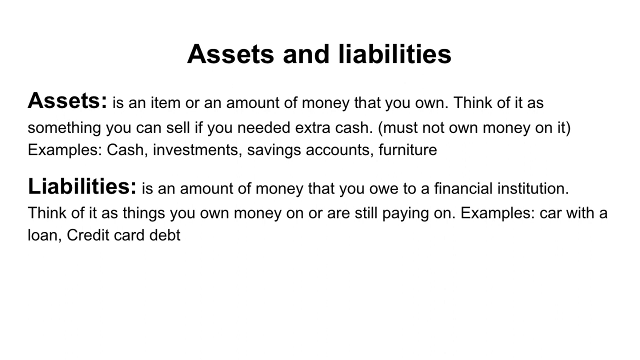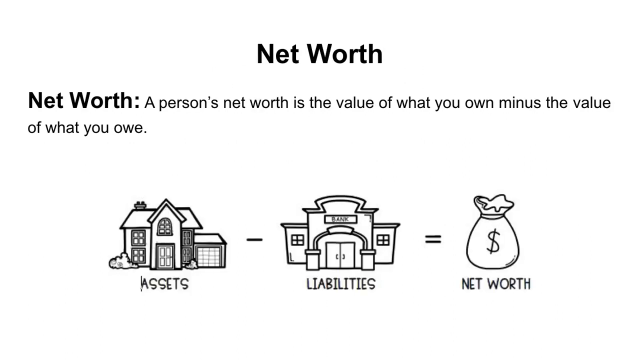Assets are items I could sell. I don't owe anybody money for them, and that would help me have more money if I needed to. You needed to know both of those vocabulary words in order to figure out net worth. A person's net worth is the value of what they own minus the value of what you owe. So the stuff that I could sell for money, minus the value of what you owe, if I owe somebody money.